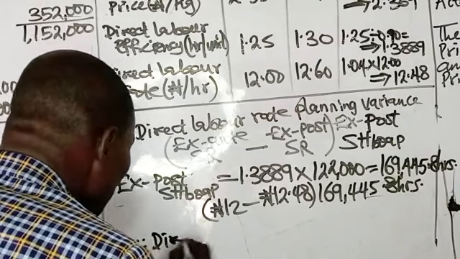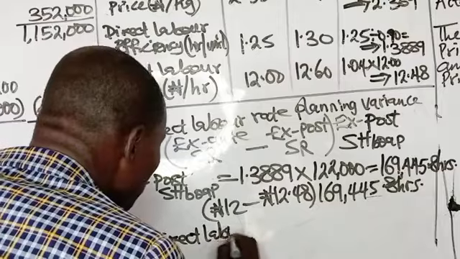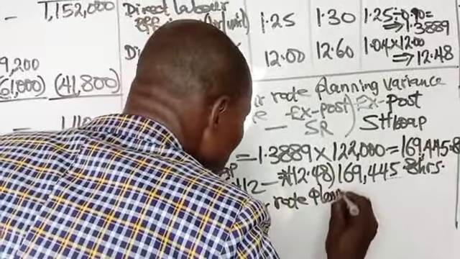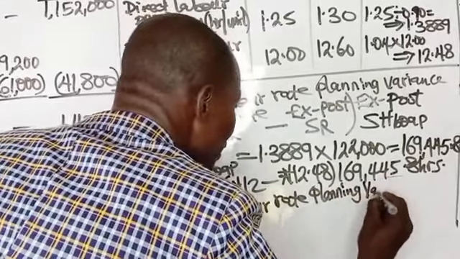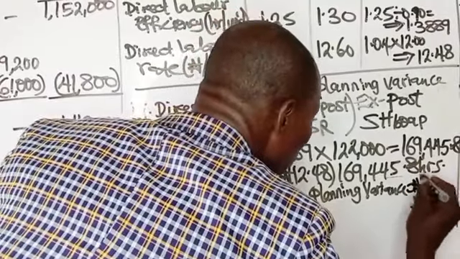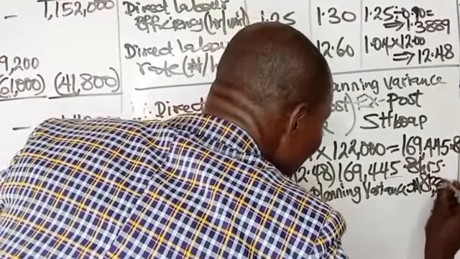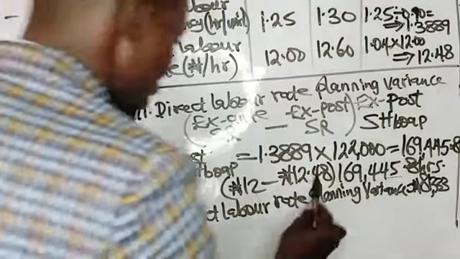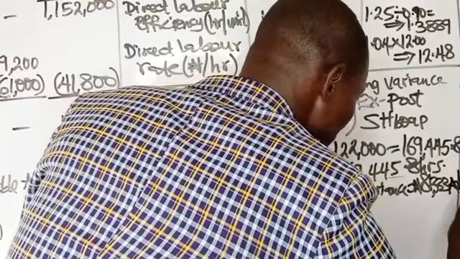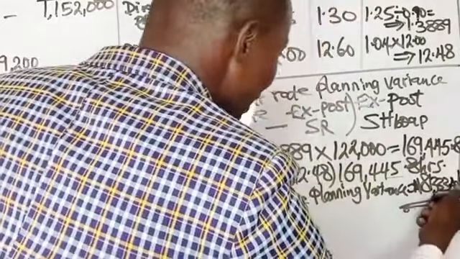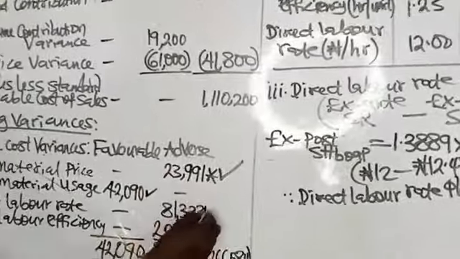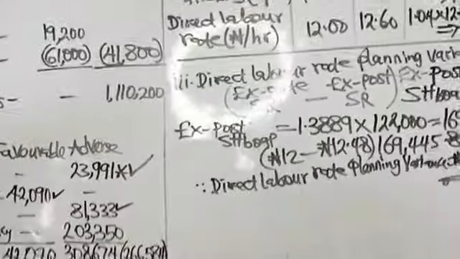Therefore, direct labor rate planning variance equals 81,333. So this is an adverse variance because this is greater than this. Now let's compare it with the figure given. So it is correct. It's 81,333.